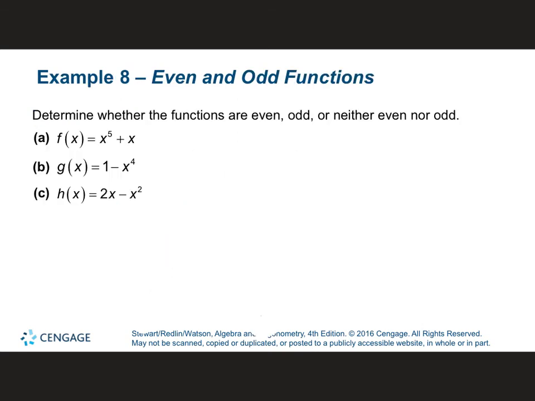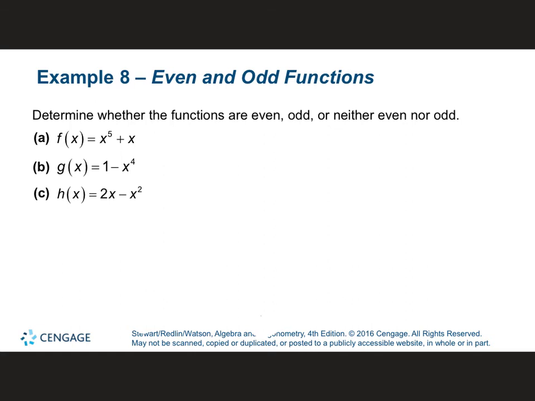For even and odd functions, we are going to plug in a negative number and a positive number, so opposites of each other, and see what we get for our solutions. If we plug in, let's say, a -2 and a +2, and we get the same exact number, then we have an even function. If we get opposites of each other, we have odd functions, and if we get two totally different numbers, then we have neither of these functions.